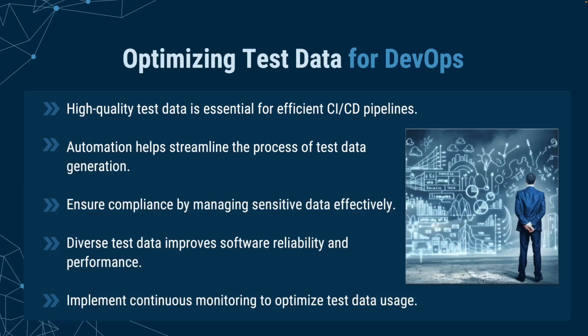Optimizing test data. Again, this is what we want to focus on, optimizing our test data. Some benefits here: high quality test data is important for effective CI/CD pipelines. And you'll understand why once we start doing it. Automation is a big part of CI/CD, right? So we want to make sure we have automation in there, not only in generating data, but also in testing the data and things like that as well.